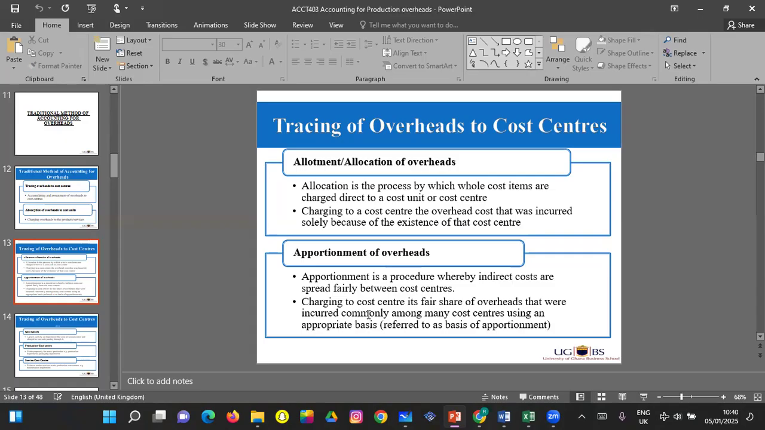Then charging to cost centers its fair share of overhead that were incurred commonly among many cost centers using the appropriate basis, which is referred to as the basis of apportionment.